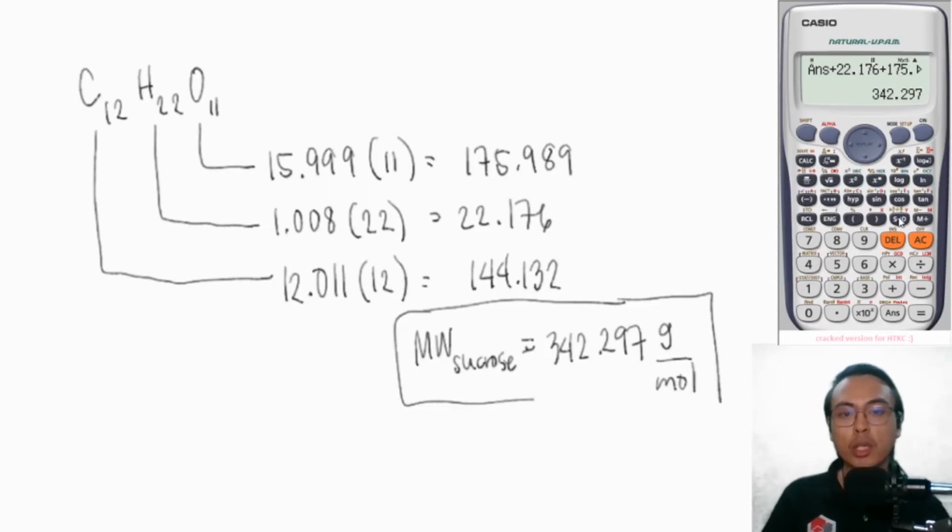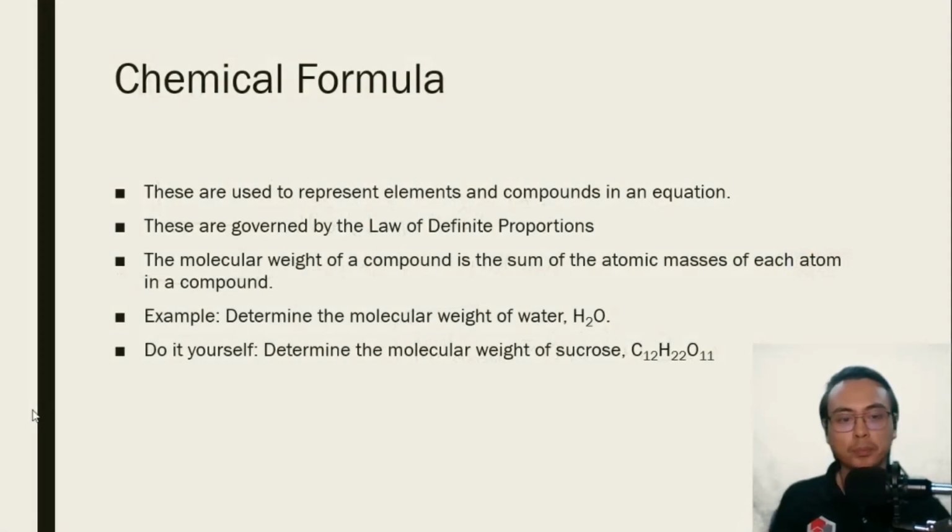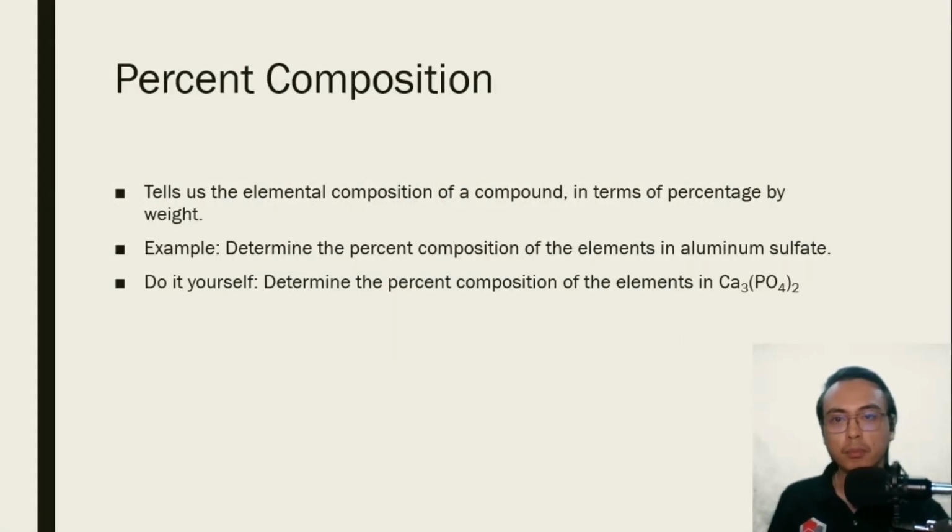So that is how we compute for molecular weights of compounds. Okay? So if you are performing stoichiometry using compounds, this is how you determine its molecular weight. Let's proceed. Next is percent composition. This tells us the elemental composition of a compound in terms of percentage by weight. In order for you to determine the percent composition, you must first determine its molecular weight because the molecular weight factors in the calculation of the percent composition.